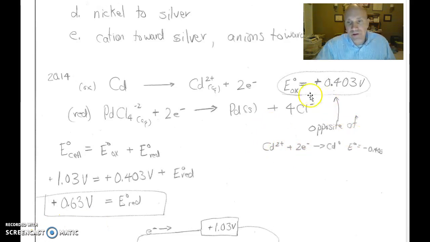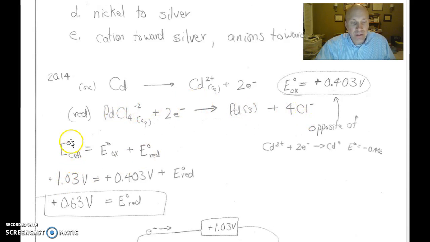So if we wanted to figure out what the standard oxidation potential of this thing would be relative to that hydrogen electrode, all we have to do is change this to oxidation, and then just change the sign of this. We don't know what the standard reduction potential of this one right here is.